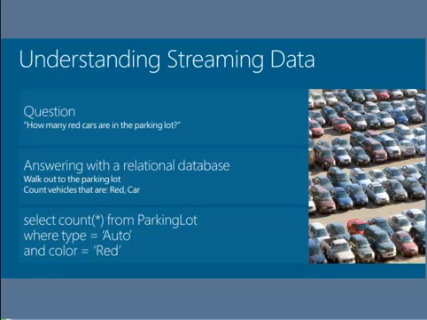Imagine the question, how many red cars are in a parking lot? Well, if we assume we are a relational database, the analogy here would be to walk out to the parking lot, walk through all the rows, and then count vehicles that are fulfilling that predicate, being red and being a car, right? So there's a very clear corresponding SQL query, easy to understand, and that's how I would fulfill an ad hoc query against persisted data, right?